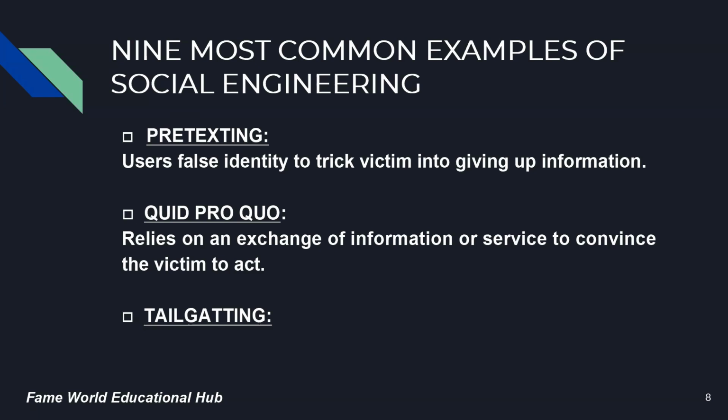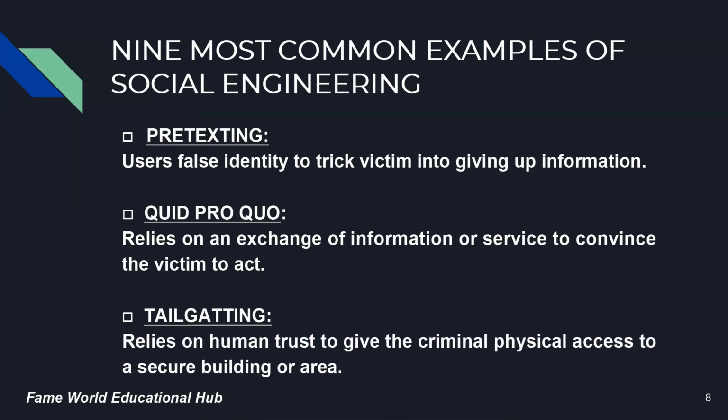In businesses and organizations this kind of tailgating happens: people come in and just see that this person sits here, this person sits there, and this is the password. They just do shoulder surfing and see the password, and then they plan how to hack the system and get the information. So it relies on human trust to give the criminal physical access to a secure building or area.